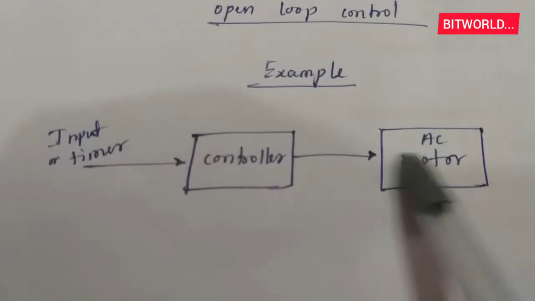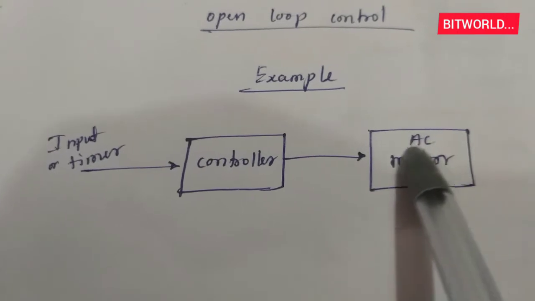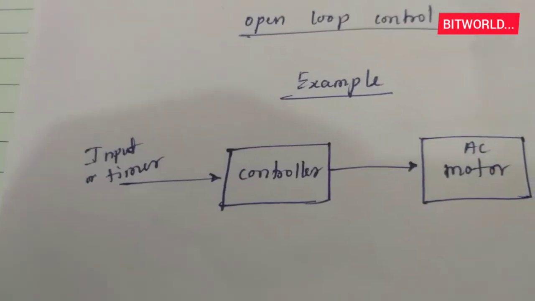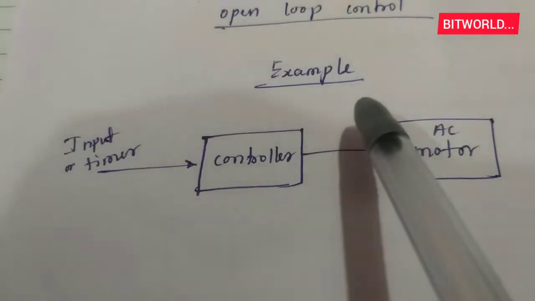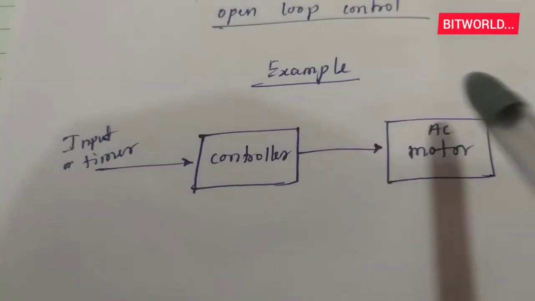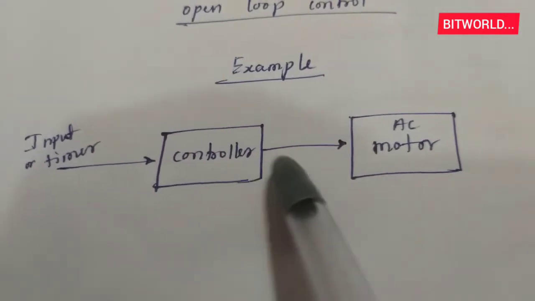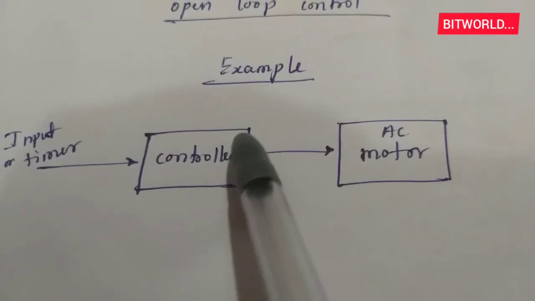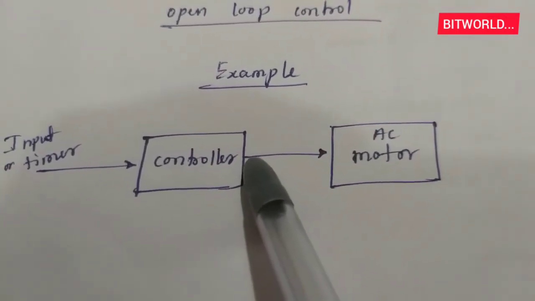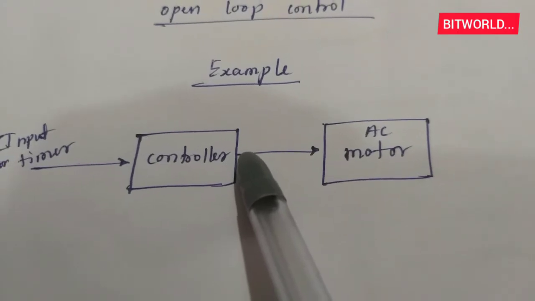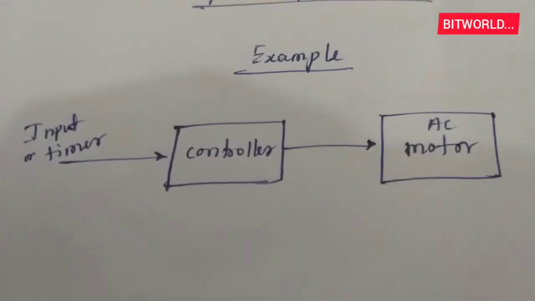You can see here I have drawn a controller, and I will take the example of an AC motor. If I set the timer input to the controller, like 10 minutes for on condition and 20 minutes for off condition, what will the controller do? It gives the 10 minutes on command, and after 10 minutes it gives the off command for 20 minutes for the motor. You can take any other example.